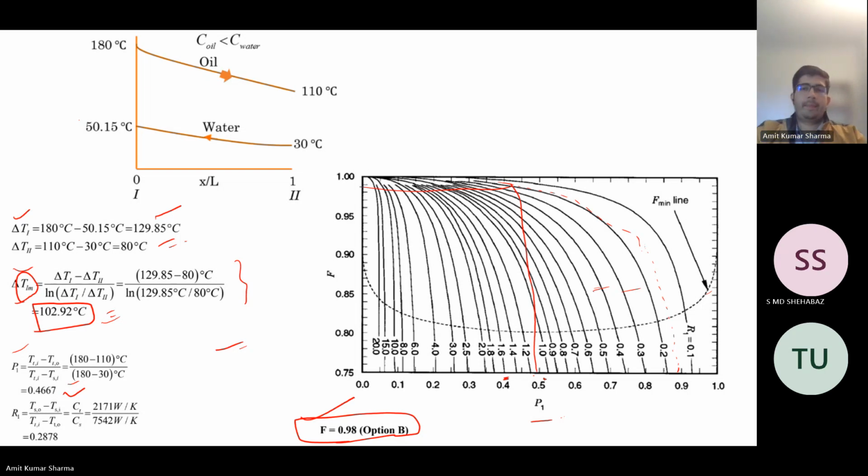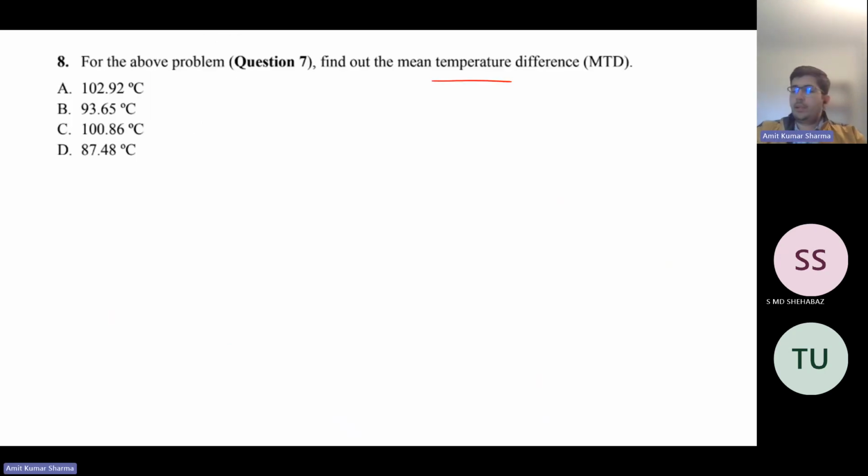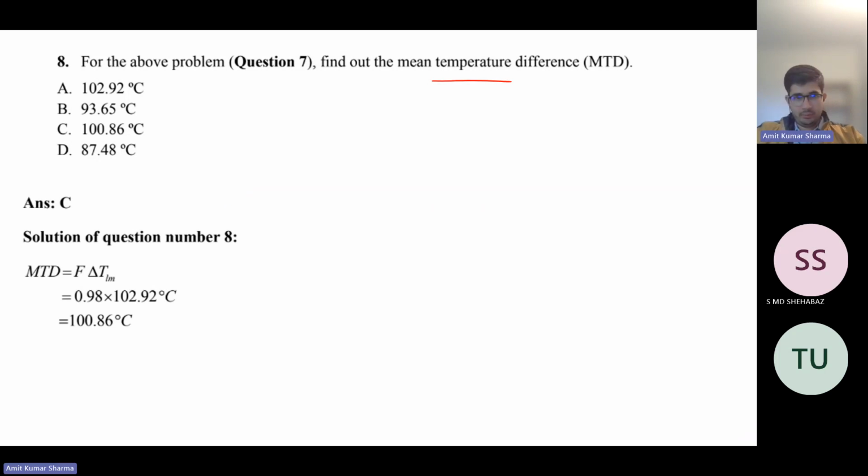Any answer for the mean temperature difference, MTD? Okay, so it's quite simple. MTD is basically F into del T LM. Okay, MTD is F del T LM.